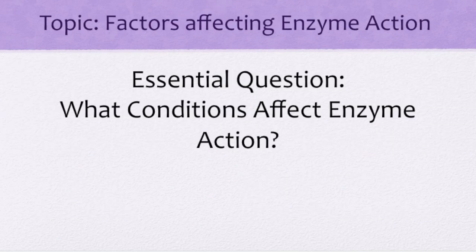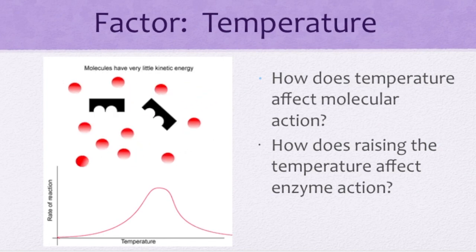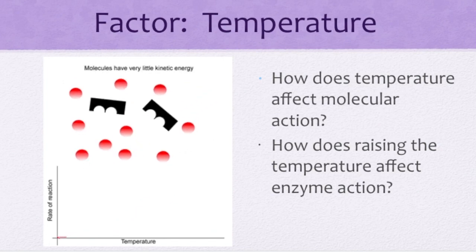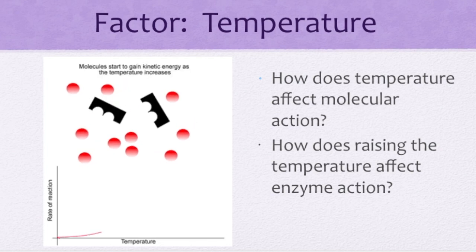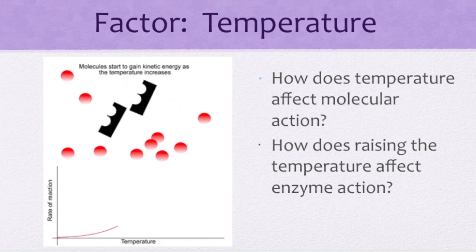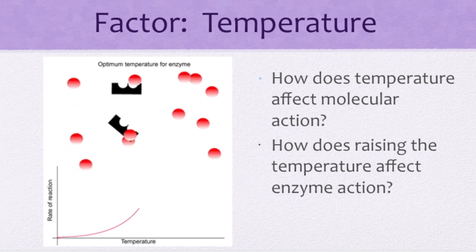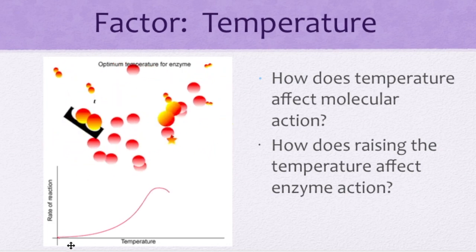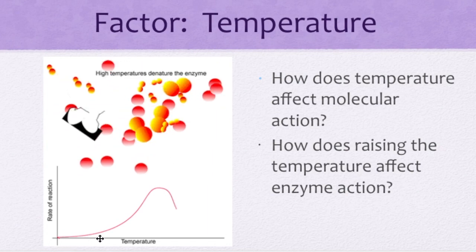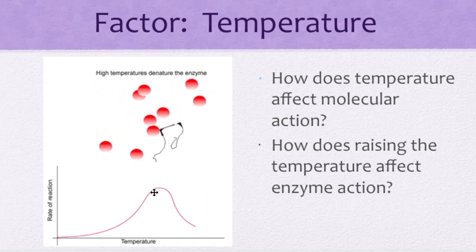So what we're going to talk about today is what are some conditions that affect enzyme action. If you think about what we've learned before, we've learned about temperature, and you guys probably know that temperature in general tends to speed things up. If you think about the reaction that we did with the food coloring, dissolving, diffusion, it tends to speed things up. So if you're watching this graph here, it's increasing, increasing, increasing, and then it gets to a certain point.